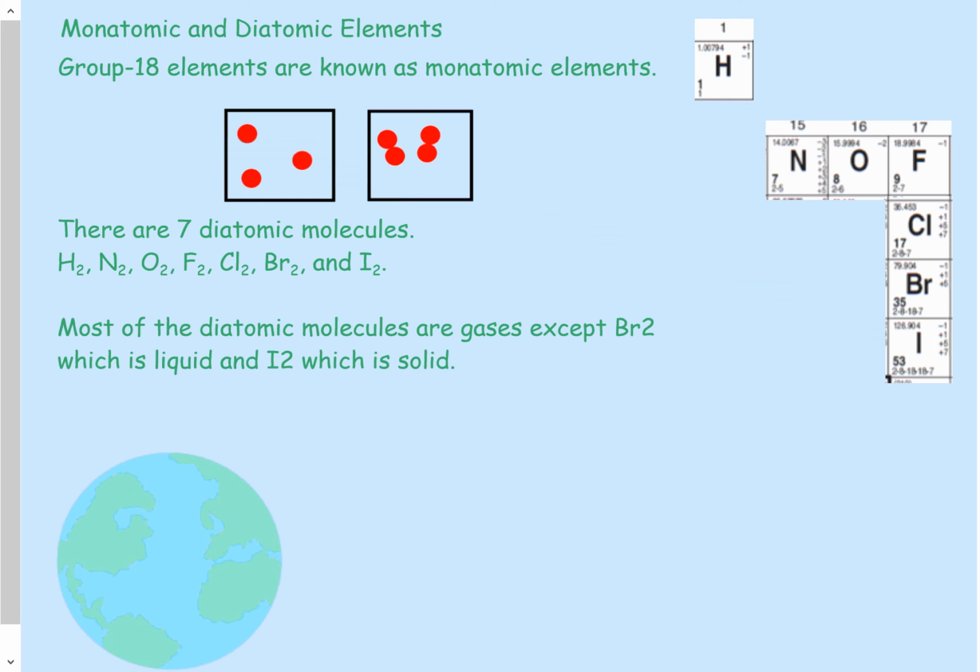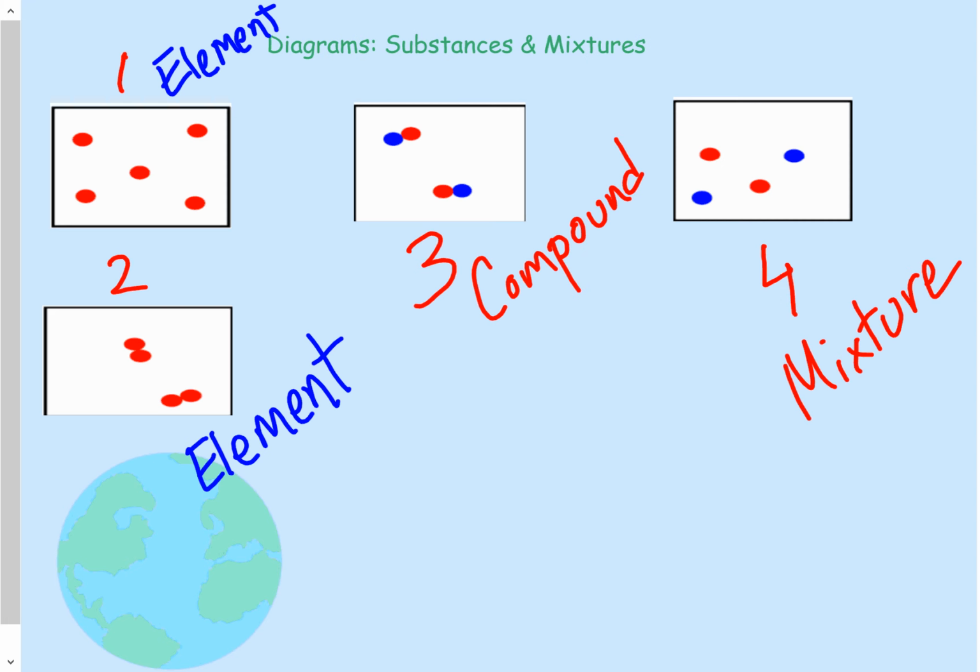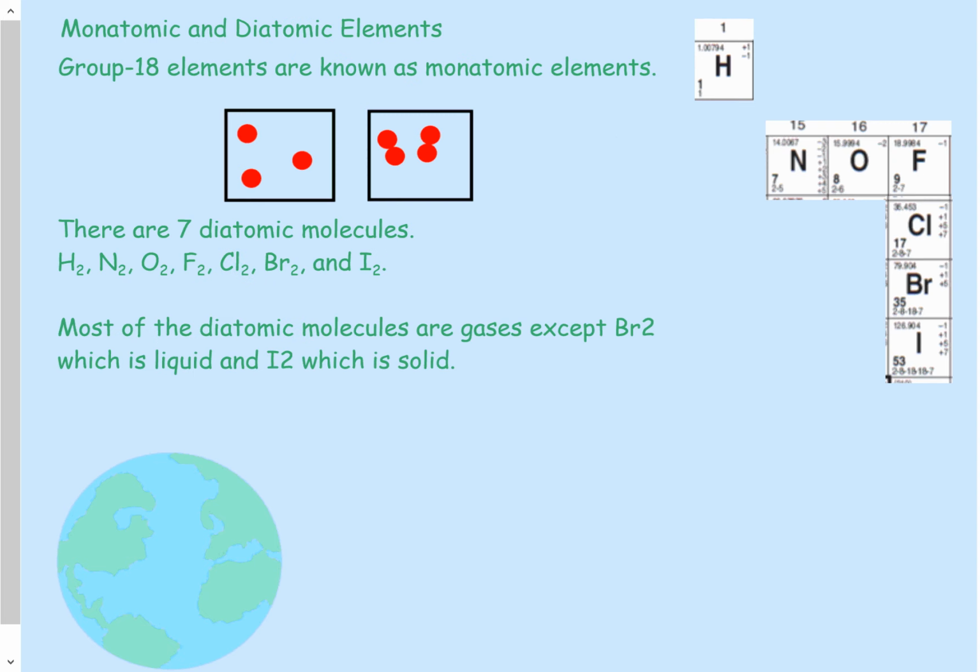So as we said before, there is a difference between element number 1 and element number 2. We see that same color circles appear twice, but in number 1 they are separated from each other, but in number 2 they appear as a pair. So what is the difference between the number 1 and 2 diagrams on this slide?